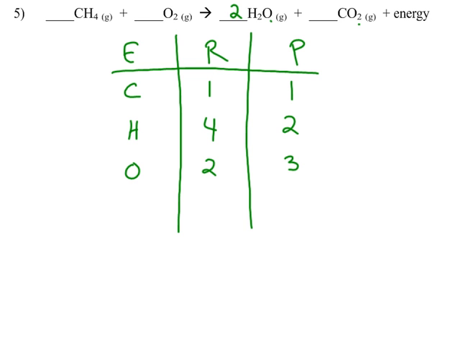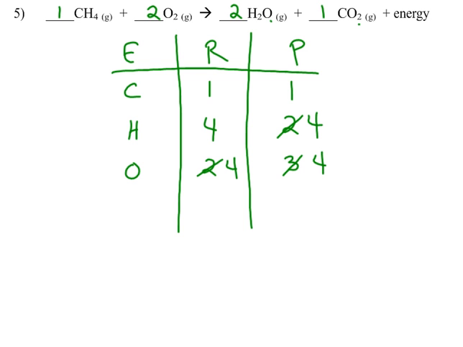So on the product side, we now have 4 hydrogens and 4 oxygens. Well, that's good. That fixed our hydrogens, but it did not fix our oxygens. But now you can see it's easier to fix the oxygens because all I need to do is put a 2 in front of the O2, and that will give me 4 oxygens. And there it is. That one was not too bad. Our coefficients are 1, 2, 2, 1.